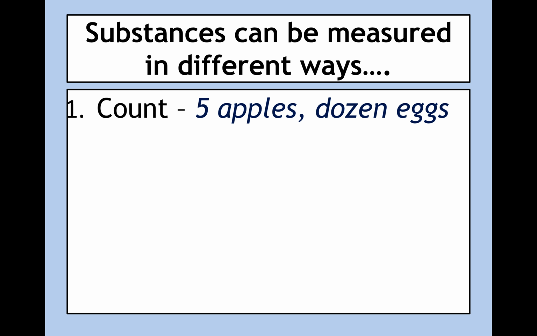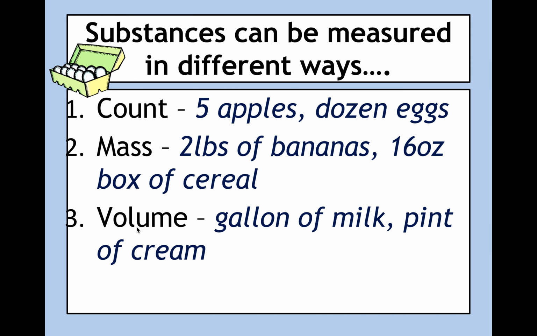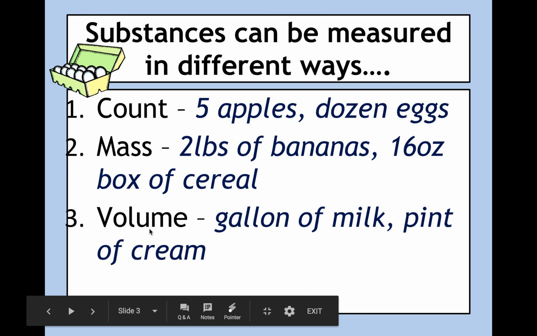Now, as you already know, substances can be measured in different ways. We can count 5 apples. We can also use a term to group things together, like a dozen eggs. We can also weigh things. We can have 2 pounds of bananas, a 16-ounce box of cereal, and so on. We can also measure the volume of something, like a gallon of milk or a pint of cream. So we can count individual parts of the substance, we can weigh the whole of the substance, or we can figure out how much space or volume something is going to take up.